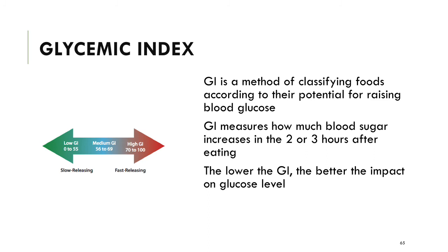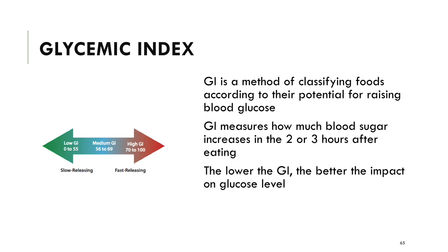As the name implies, glycemic index is an index. It's just a number. And this number helps us to classify foods according to the potential for raising the blood glucose. So a higher GI means it has a higher potential of raising the blood glucose level. So technically, GI measures how much blood sugar increases in 2 or 3 hours after eating.